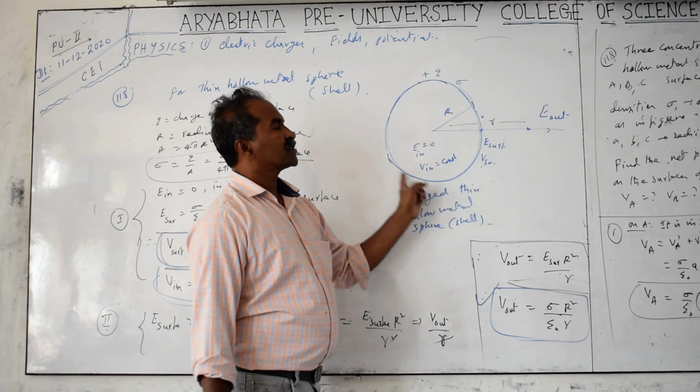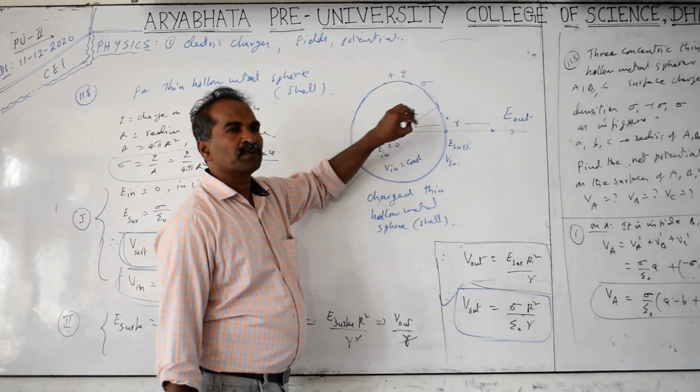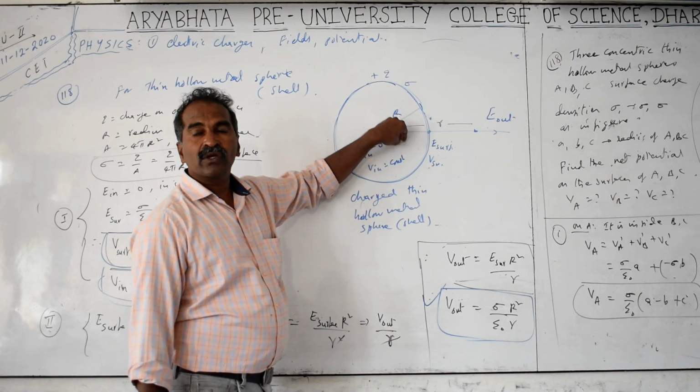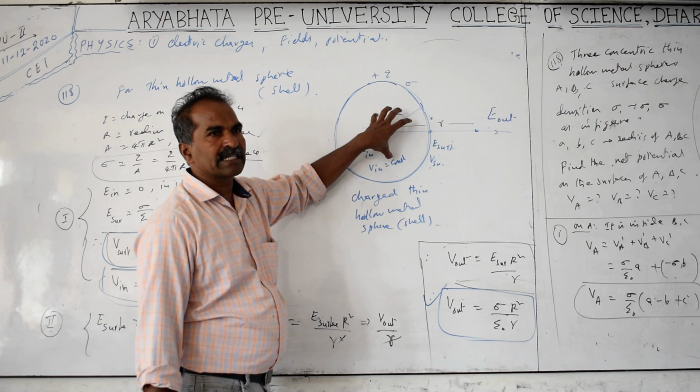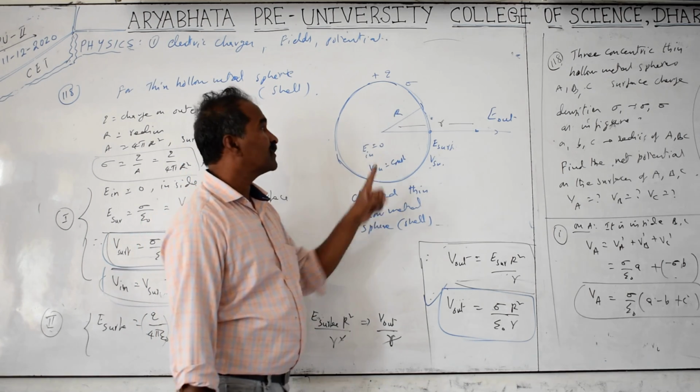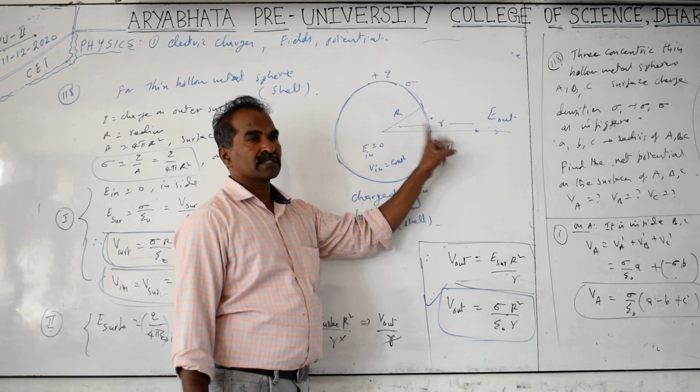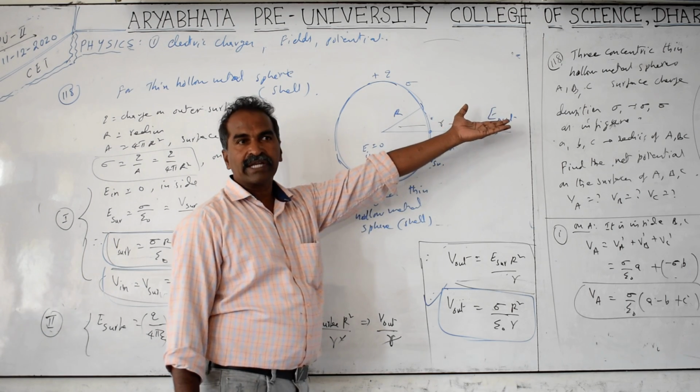If you have taken a shell, or even if you take a solid sphere, the electric field inside is zero if the charge is resting on the surface. Charge is only on the surface. Inside, the electric field is zero. But potential is always the same inside, at every point up to the surface. Outside, again, the electric field decreases.